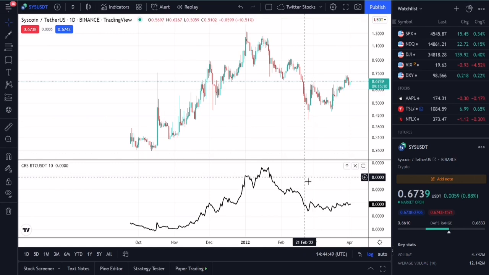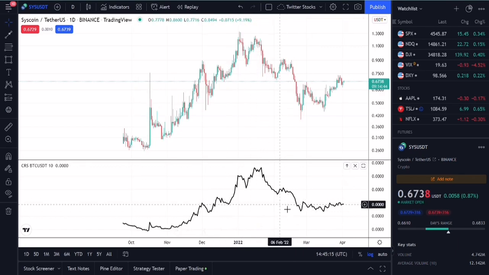Now please make sure not to confuse yourself. This is not the relative strength index, that's RSI. This is the relative strength line. Simply put, it is a ratio. Simply put, the numerator is the price of SYSCOIN, the denominator is the price of whichever you want to compare it with. Now as of now everyone looks at BTC, so we are comparing the price of SYSCOIN relative to the price of BTC, and that ratio is what you have plotted on the bottom of the chart.